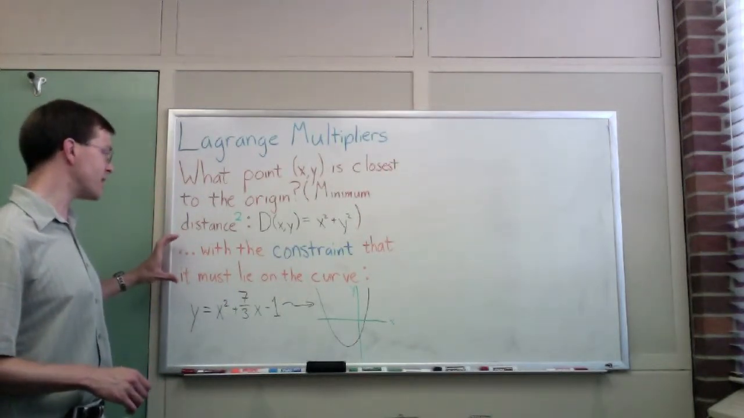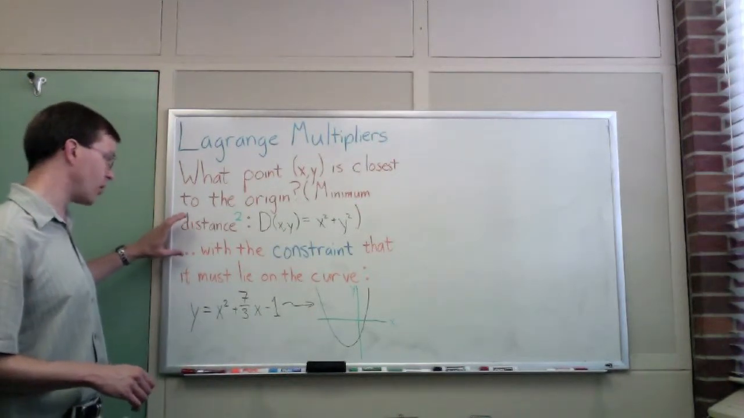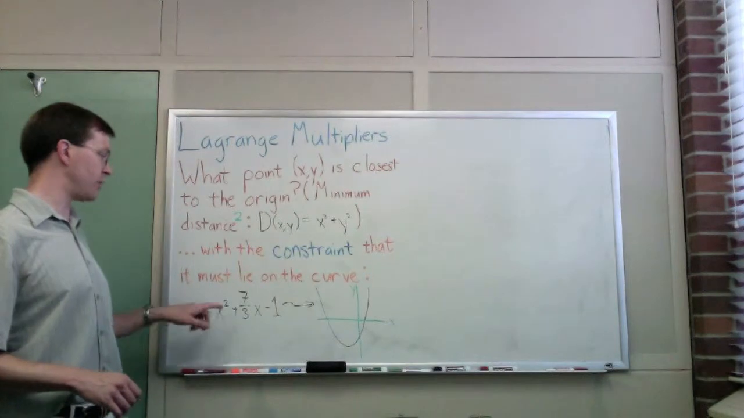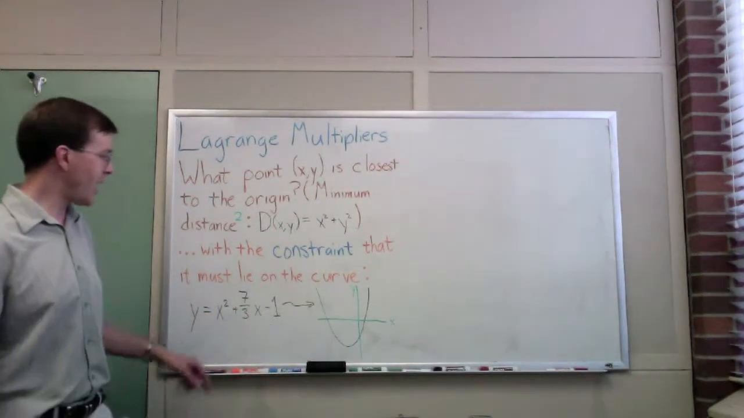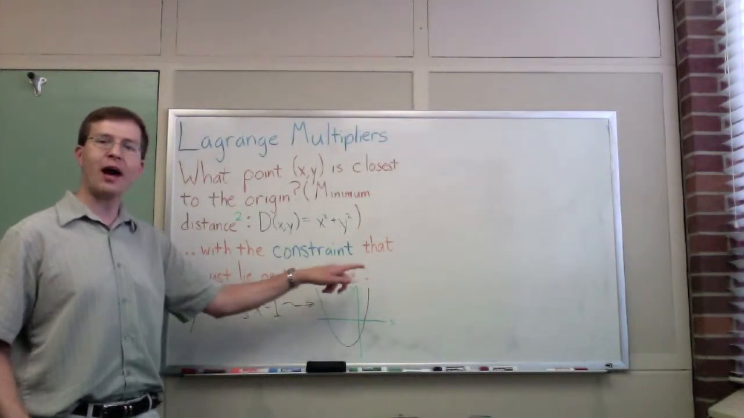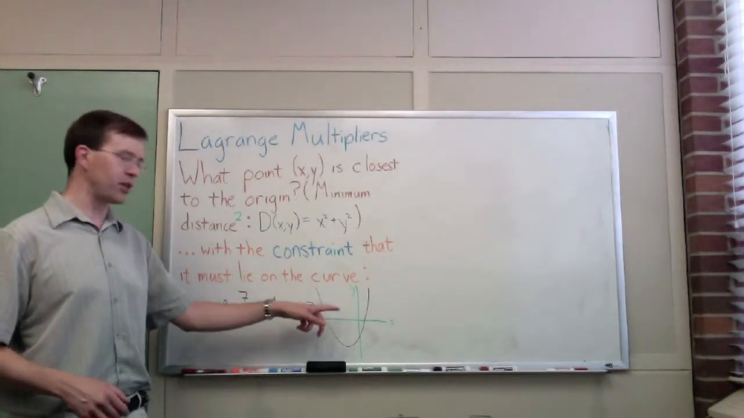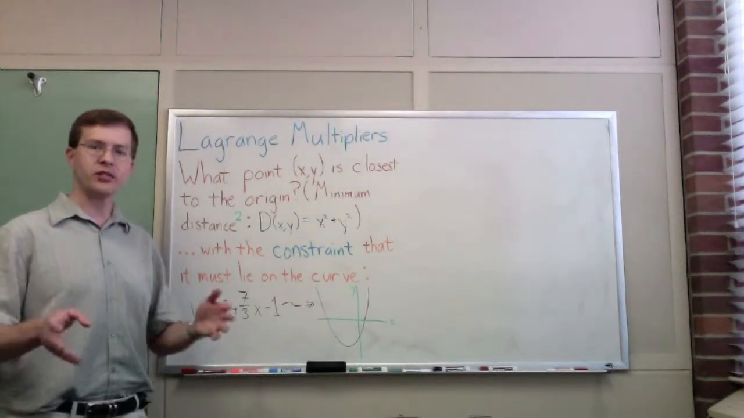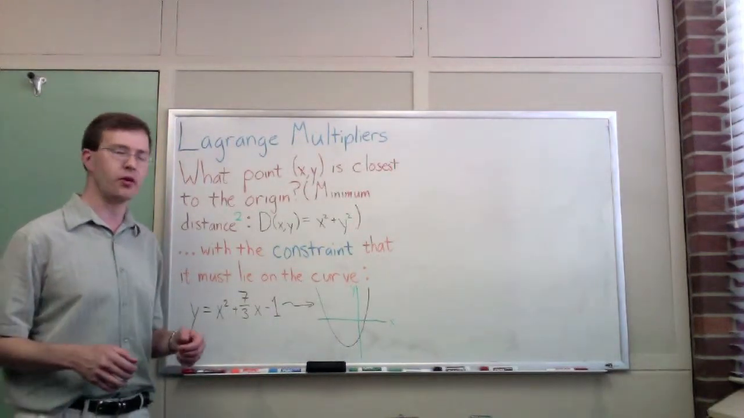The constraint is that the point I'm interested in has to lie along the curve y equals x squared plus 7/3 x minus 1, a parabola. So I've now said, hey, I've got a parabola in the xy plane. I want to know what point of that parabola is closest to the origin. I've drawn a cheap little sketch here, but maybe I will magically make the video show you a more zoomed in, pretty version from a computer.